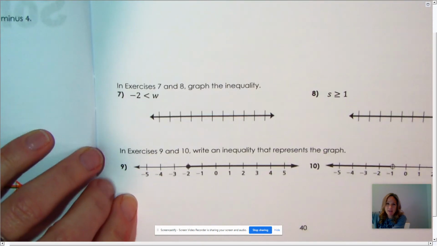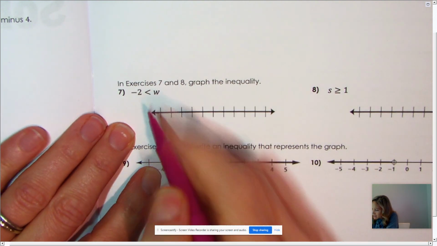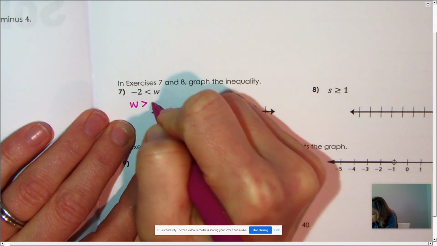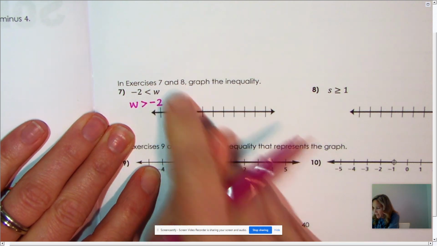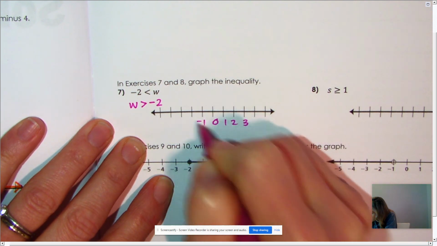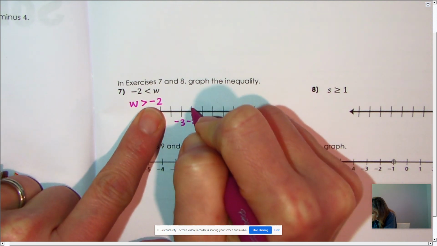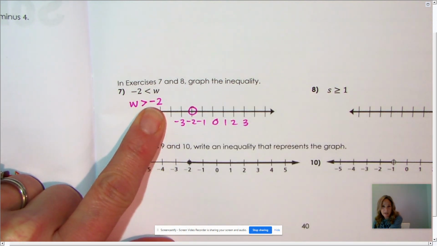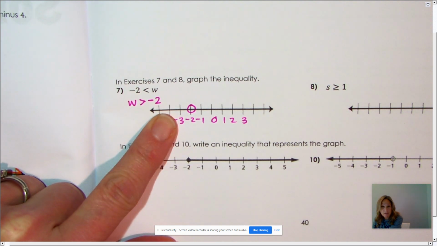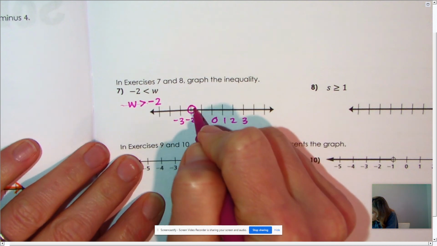Okay. Question number 7 says graph the inequality. So if you want to write the letter first, you absolutely can. Just make sure the alligator is still eating the same thing. Okay. So I'm going to start with here's 0, 1, 2, 3, -1, -2, -3. Here's the number that I put a circle on. Is it equal to? No, so I can't color it in. So it stays open circle. And then the arrow tells me go to the right.